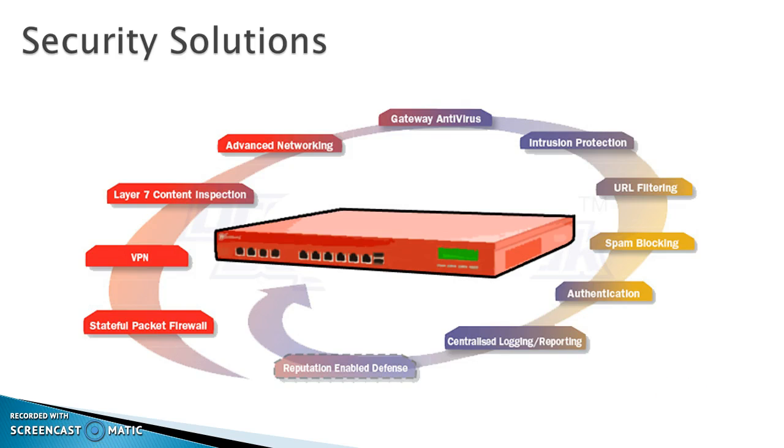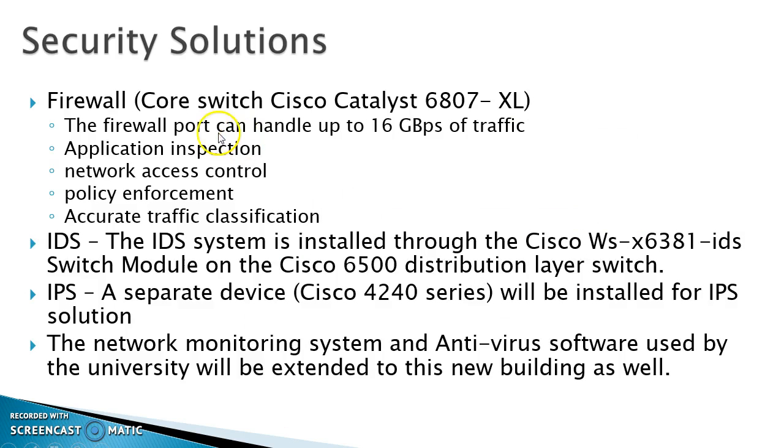Moving on to the security solutions. Security is an essential part of the network, and there are three major components to it. The first one is the firewall. This would be configured on our core switch, and it would handle things like policy enforcement and access control. Another two important parts of security solutions are the IDS, which is done through the Cisco IDS switch module installed on the distribution layer switch, and an IPS, for which we have a separate device from Cisco for intrusion prevention.